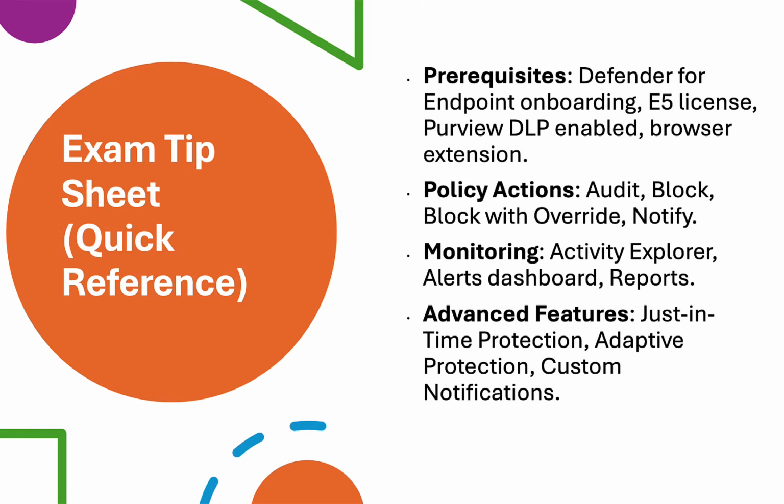As we wrap up, let's go through some exam tips for your quick reference. So remember the prerequisites: Defender for Endpoint onboarding, that E5 license, Purview DLP enabled, and the browser extension. Remember the types of policy actions that are available to you: audit, block, block with override, and notify. Remember about using monitoring for endpoint DLP with tools such as Activity Explorer, the alerts dashboard, and reports. And do remember those advanced features as well, such as just-in-time protection, adaptive protection, and custom notifications.